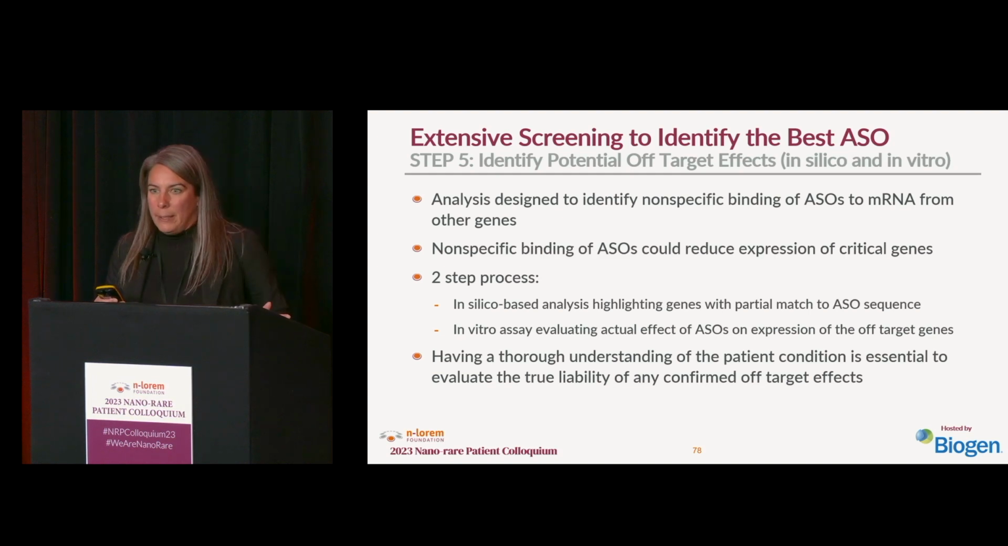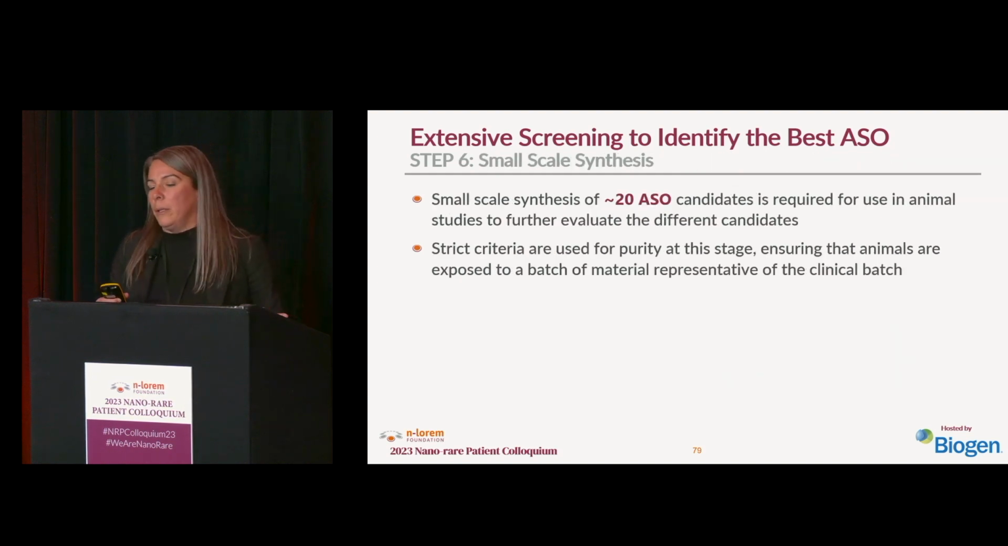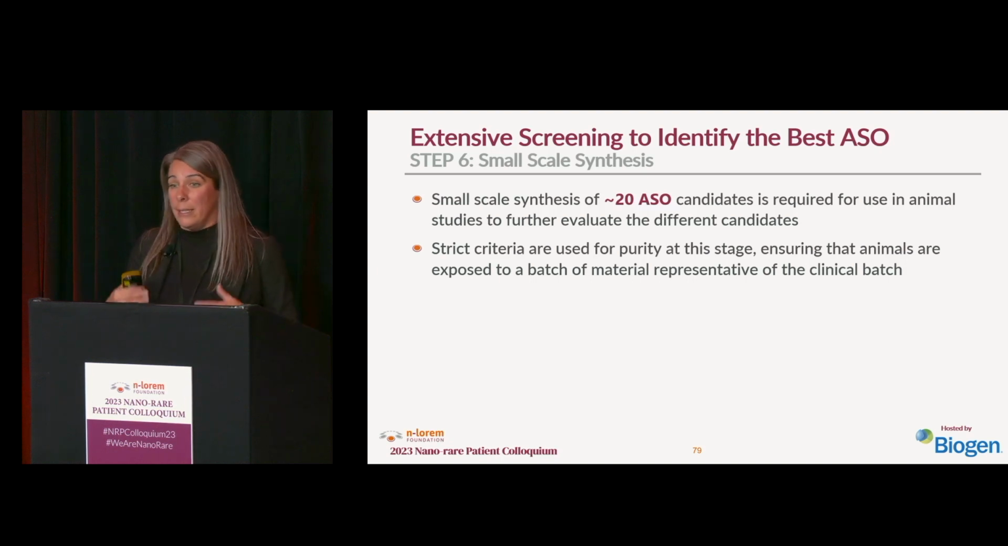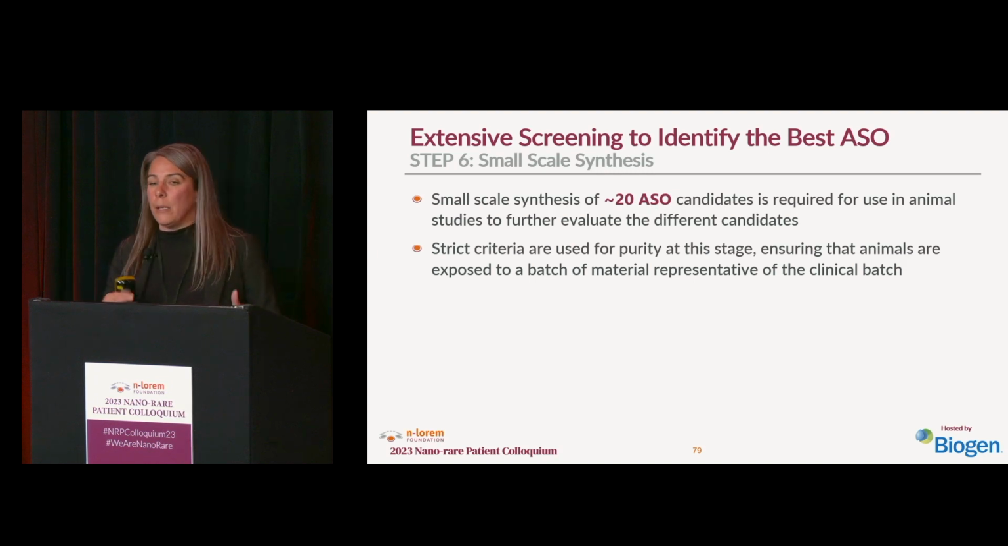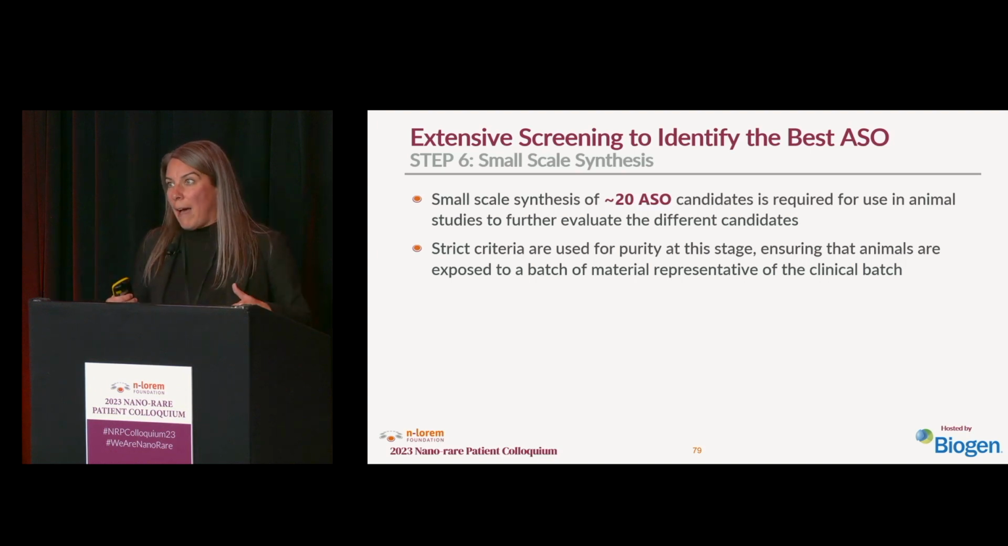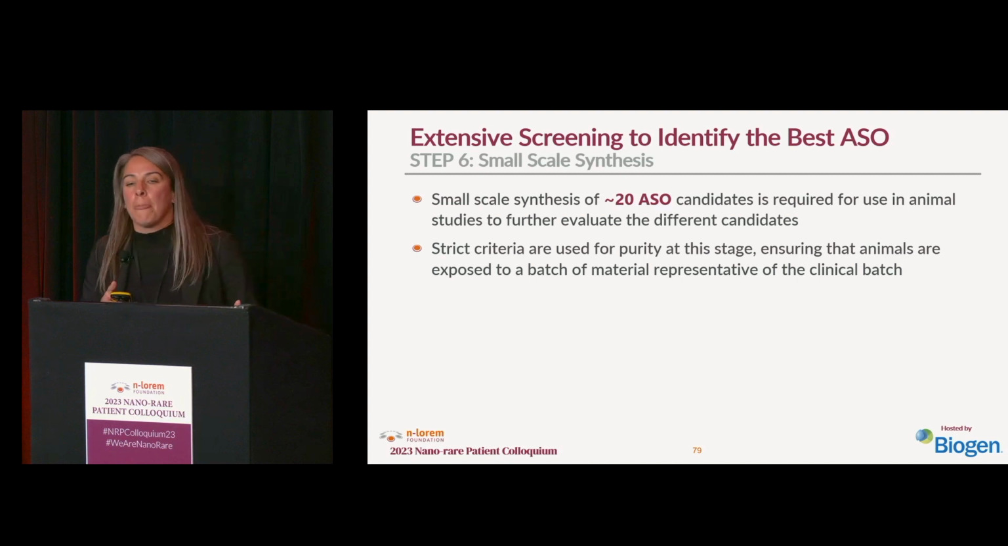And so once we've completed that step, ideally, we are down to around 20 ASO candidates. And so we'll take these 20 ASO candidates and we'll do a small batch synthesis of research-grade material. And even though it's a research-grade batch, we still want to have strict criteria for purity and other aspects as well, because the next step will involve animal testing, and it's important that animals are exposed to a batch of material that is comparable to what the patients will receive.